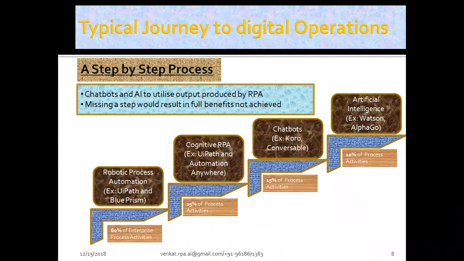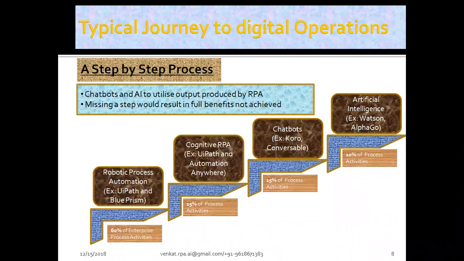And the second point, missing a step would result in full benefits not achieved. Okay, so forget about the second point. The first point is very important here. Once RPA is executed, whatever the outcome is, that outcome will be given to your artificial intelligence and chatbots. If you see, in 100% of the work, 60% of the work will be on the robotic process automation tools.